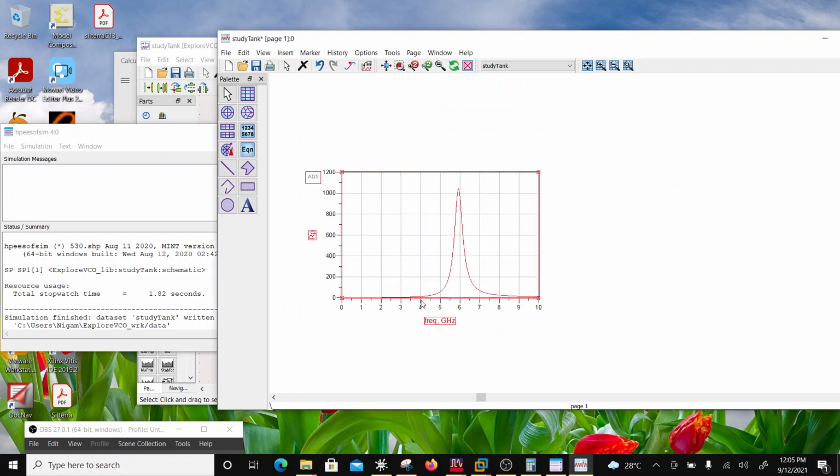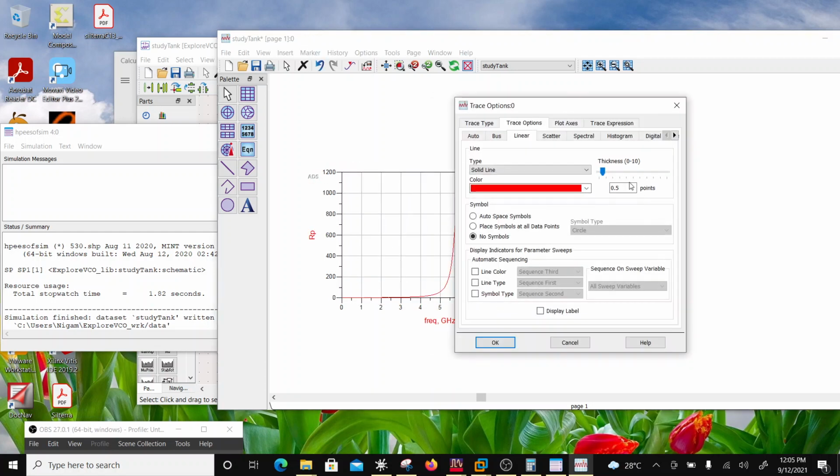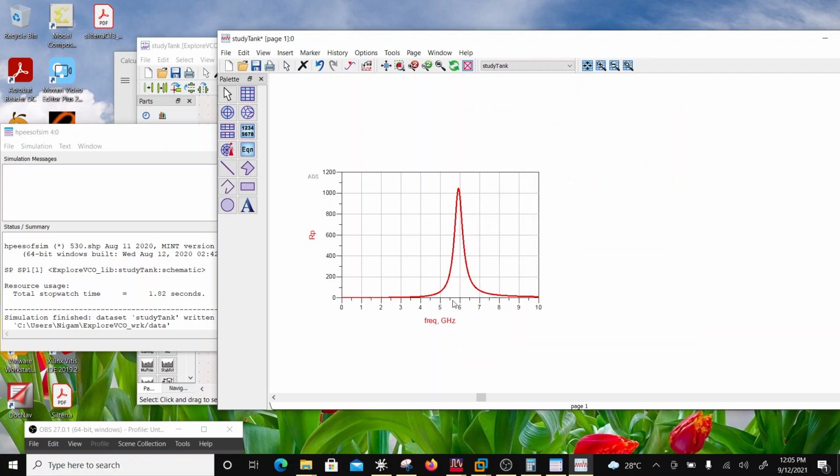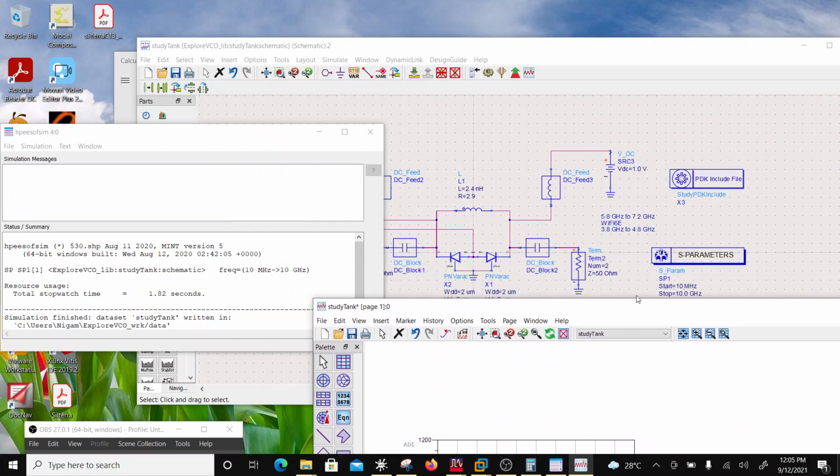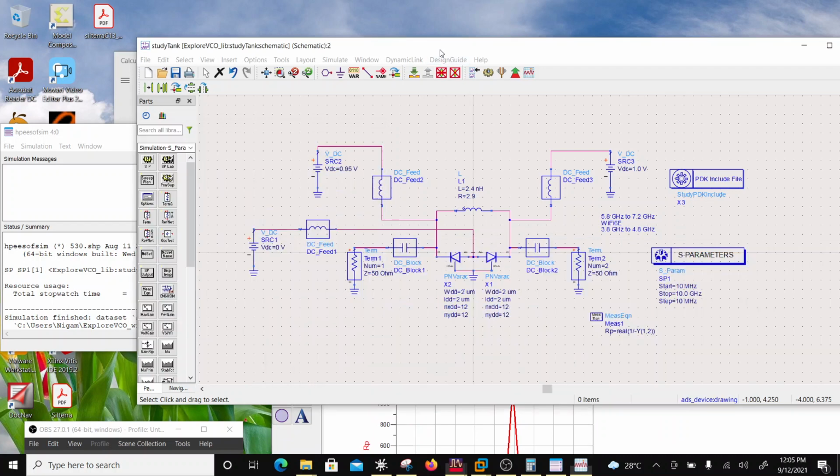Okay, so now you can see, as I showed you earlier, it is tuning somewhere around 6 gigahertz. Our requirement is 3.8 to 4.8, right? So one way is to increase this value. So let's look at 15 cross 15.